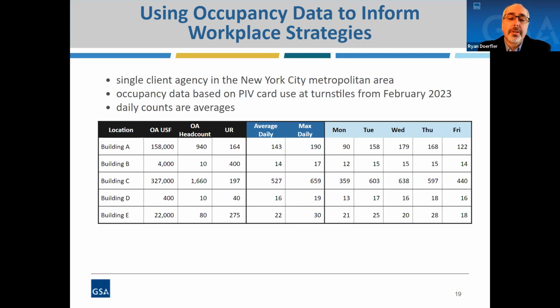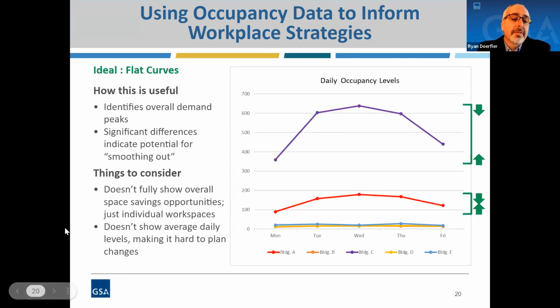That's what you see there for the UR, or utilization rate. And then there's a series of occupancy levels, average daily, max daily, and then looking at it for each of the days of the week. And you see there's a wide variety of instances. Let's say you have a bunch of this data. The big question is, how do you analyze it? And what are some of the things that you should consider? If we go on to the next slide, over the series of slides, I'm going to highlight each of those.